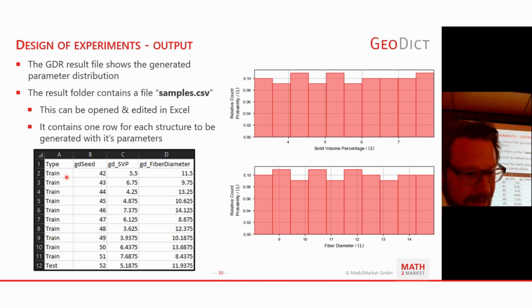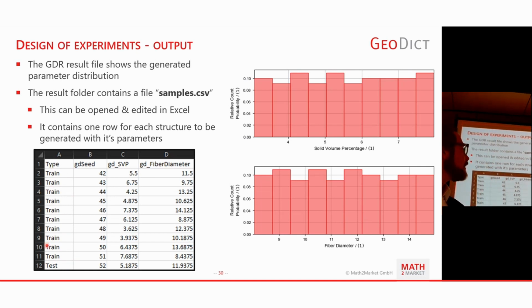Also, this is 10 train structures and probably one test structure here. It says train or test in the first column, signifying whether this is going to be a train or test structure. Here is the random seed for that specific structure. You can see, importantly, that the seed increments above the border between train and test.